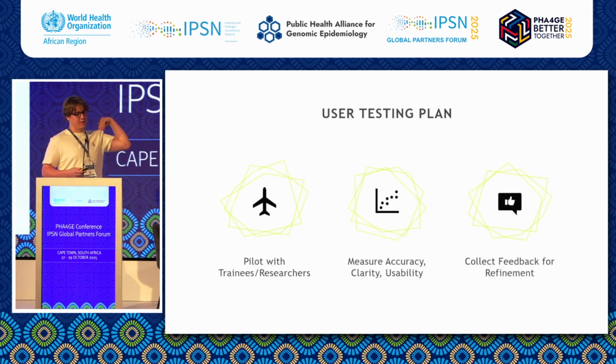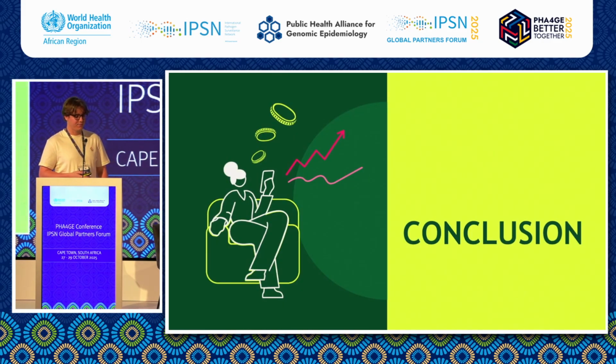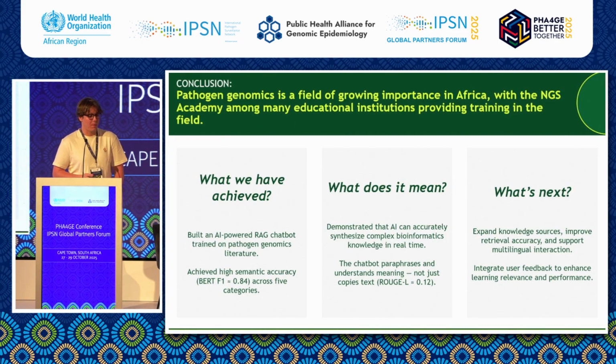The next stage would be the user testing, so I'd be running a pilot study with trainees and researchers, gathering their feedback and using that to improve the interface and the underlying retrieval mechanisms. This step is essential because even the best performing model needs real user data to become genuinely effective in an educational setting. So, in conclusion, what have we achieved? What does it mean? What's next?